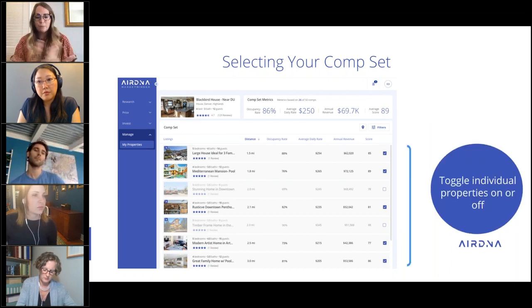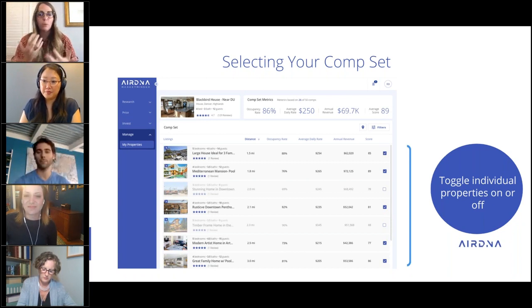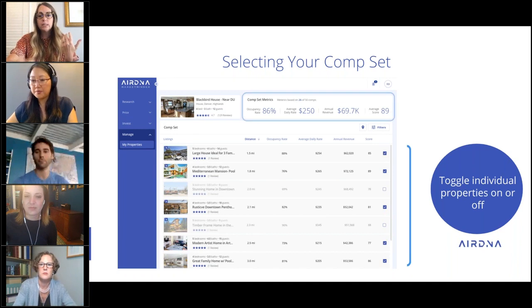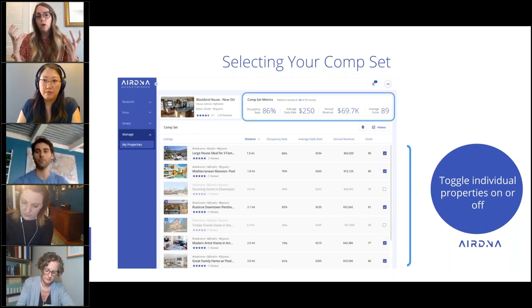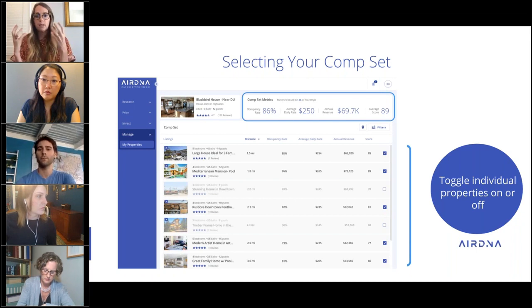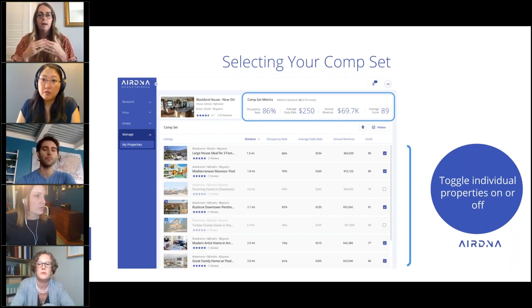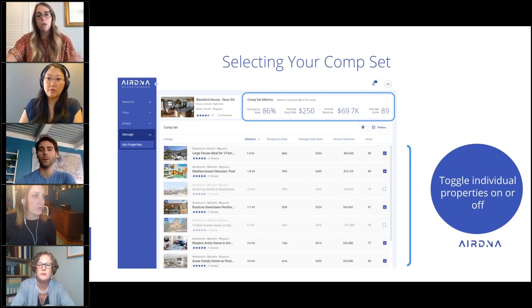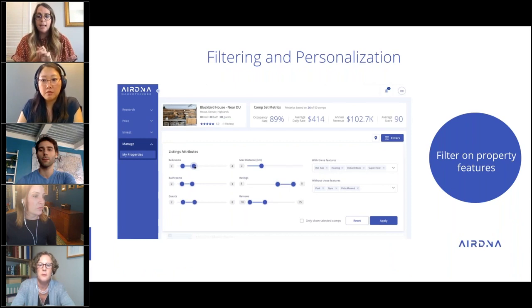And then, being that this is a customizable tool, to stay true to the name, we allow you to toggle properties on and off, and then really see how that affects the overall summary metrics of the properties you've selected for your comp set. So basically you can toggle properties on and off, see how that affects the overall occupancy rate or revenue. And again, make sure that matches where your property either currently is or where you want it to be. And then again, other ways to continue to dig in and refine your comp set.